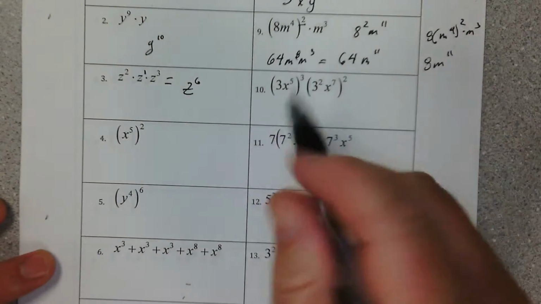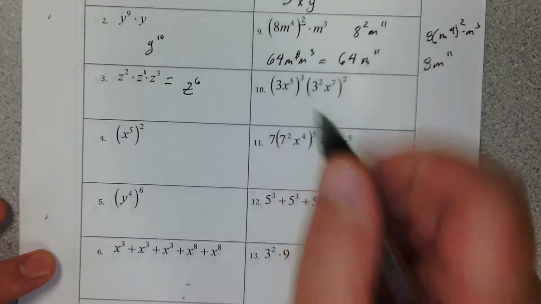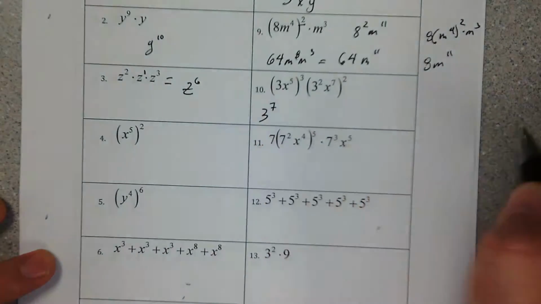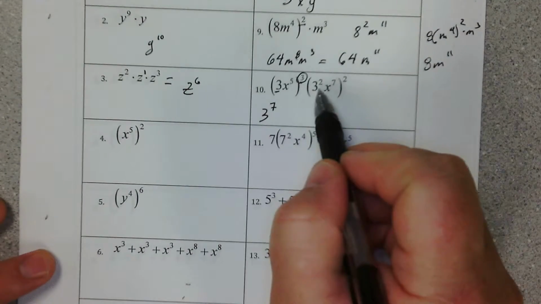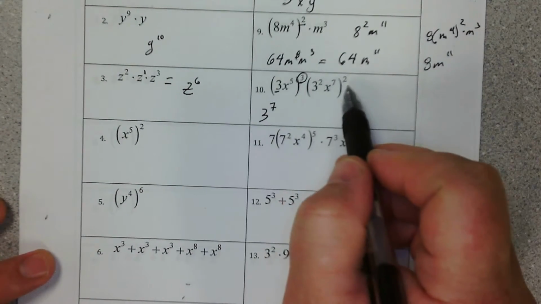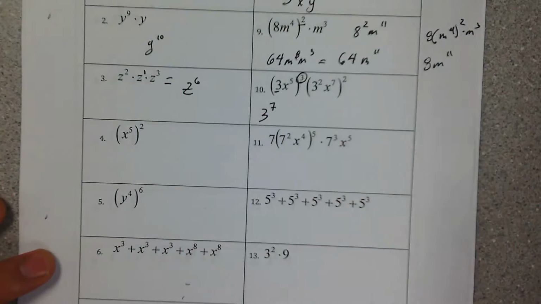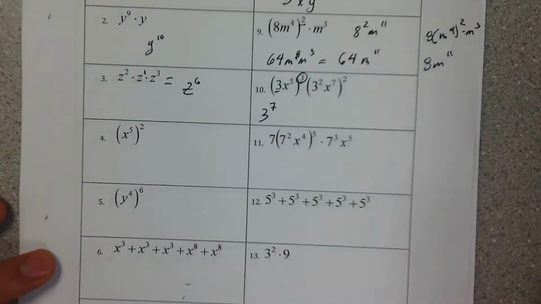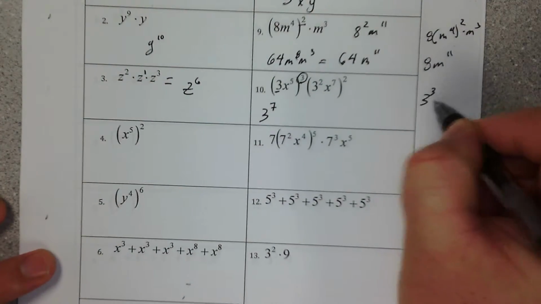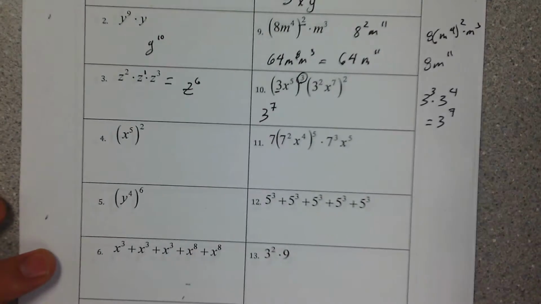All right, now, 3 cubed times 3 to the 4th, that would be 3 to the 7th. Do you see? We have 3 3's here, times, there's 2 pairs of 2, that makes 4. That's 3 to the 3rd times 3 to the 4th is 3 to the 7th. You add those exponents. There we go.